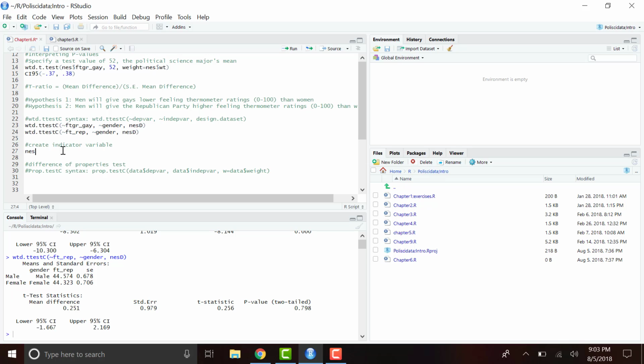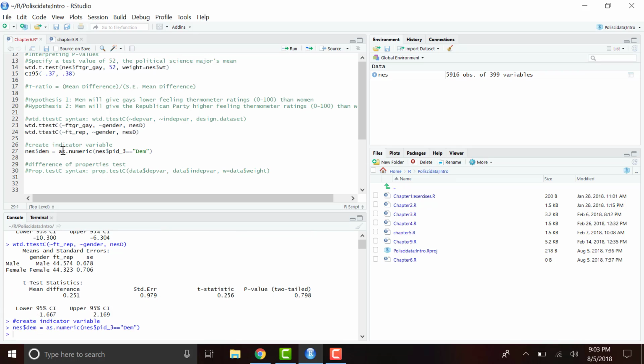So we take NES DEM equal as.numeric, doing NES PID underscore 3 equals dem. So that has created our indicator variable, and now we're going to use prop.testC to evaluate gender differences in the proportion of Democrats. So here our syntax is right above us in line 30.